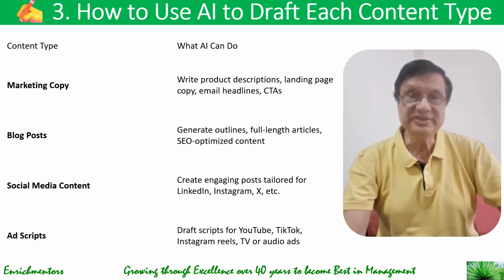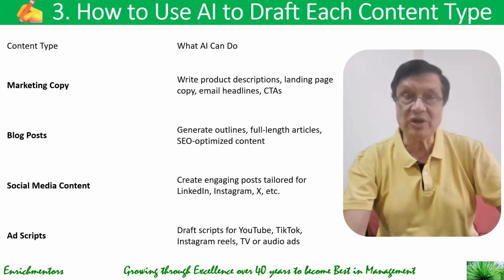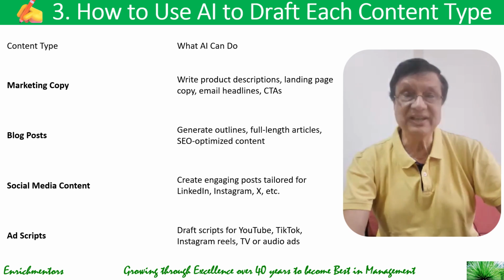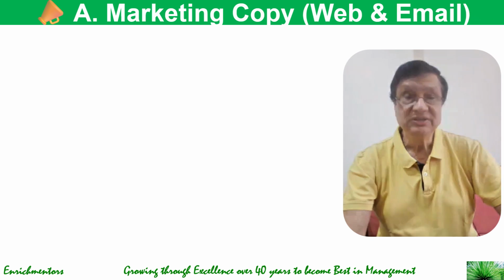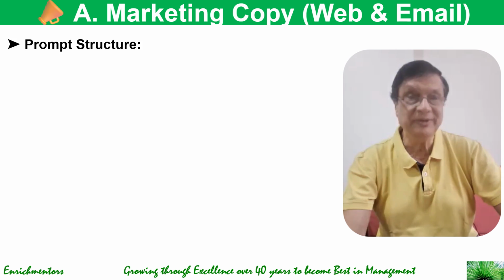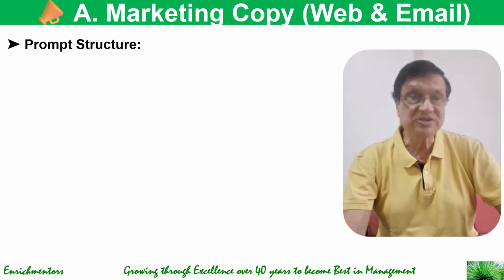So how to use AI to draft each of these content types that you see here? Let's take a look at that. So for web and email marketing copy, you need to give the right prompts, right? For anything that you want from AI, you need to give the right prompts. So what kind of prompt can you give for marketing copy? So let's look at the prompt structure.